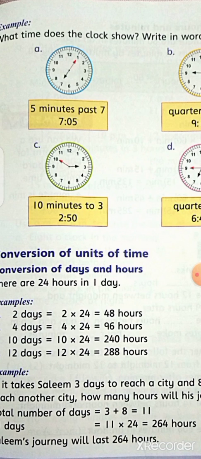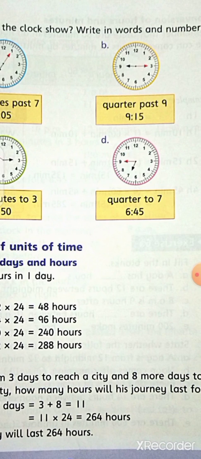So minute hand is on 1. It means 5 minutes. As you know, on the right hand side, we will use the word past. So 5 minutes past 7. This is in words, and in numbers we will write 7:05.